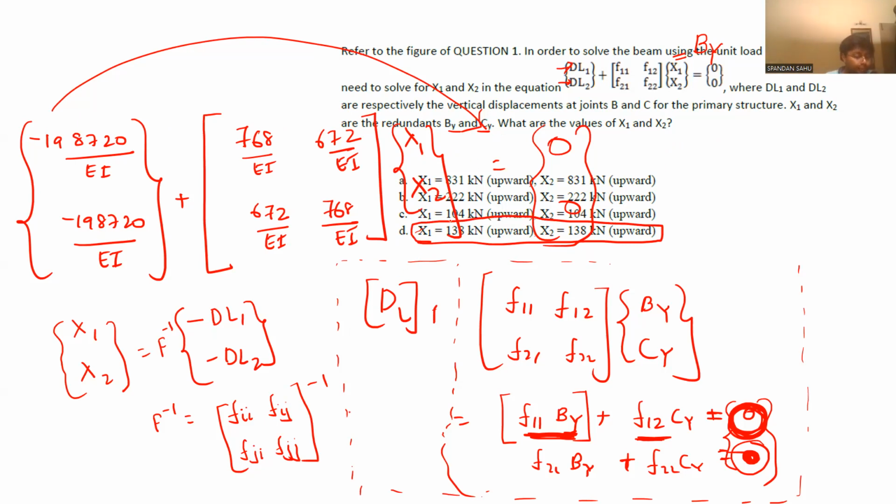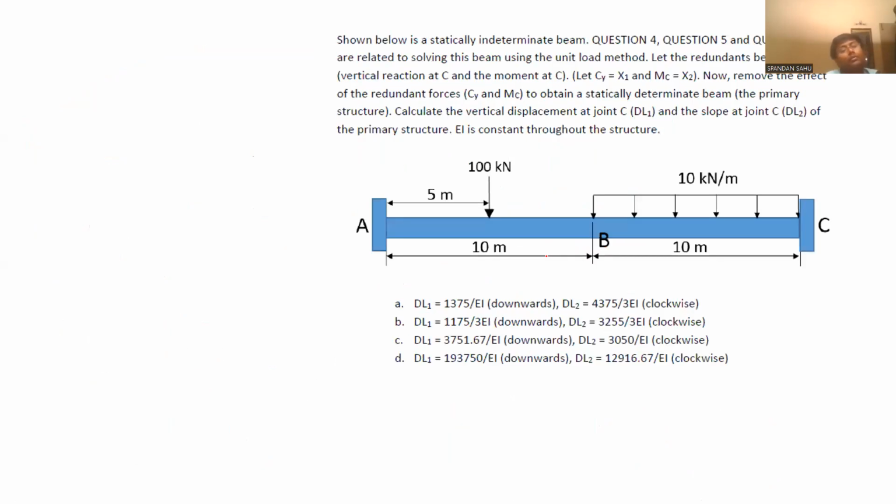So your values for the reactions are 138 kilonewton upward and 138 kilonewton upward. Why did By and Cy come out equal? Can you tell? Because, as we know, the loading is symmetric and the displacement is also symmetric. Correct. Absolutely. So that's why.